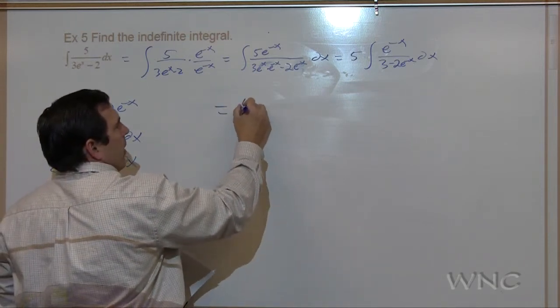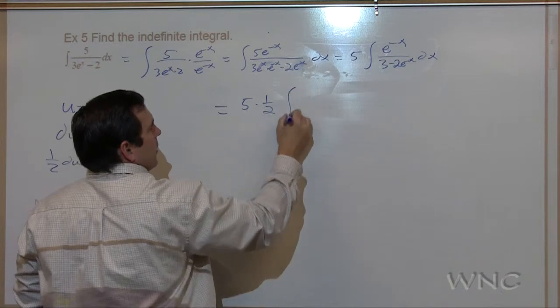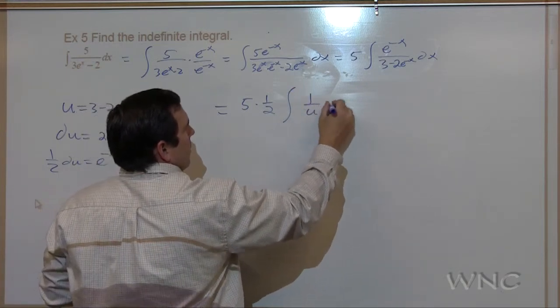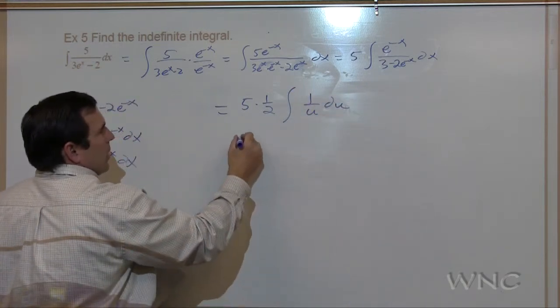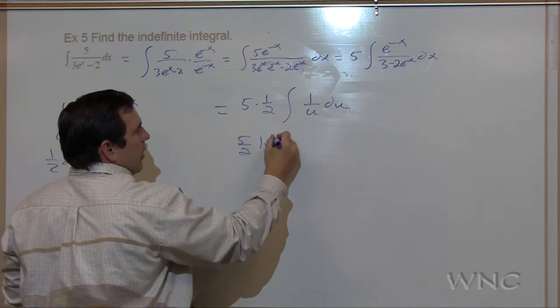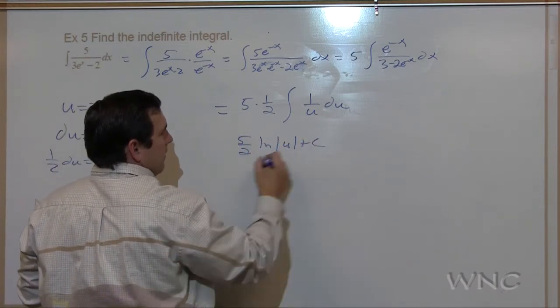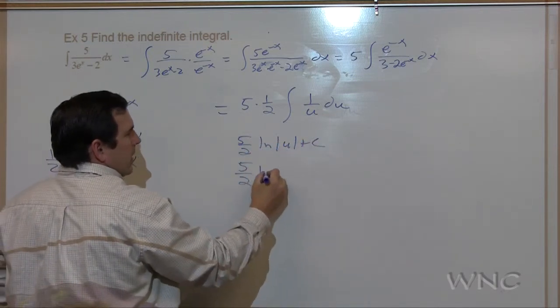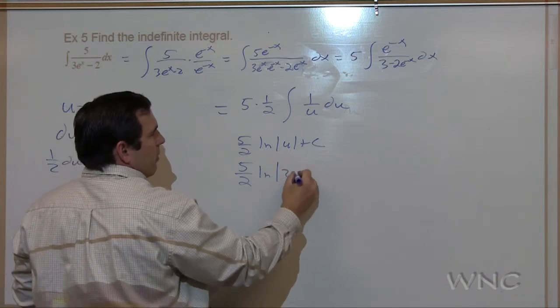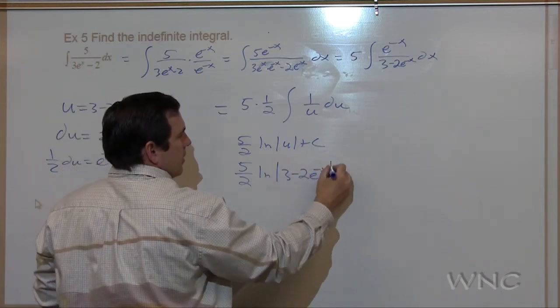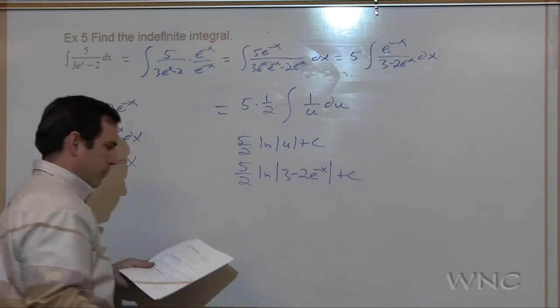So we'd have 5 times the 1/2 integral 1 over u du. That's 5/2 times the natural log of the absolute value of u plus c. Or 5/2 times the natural log of the absolute value of 3 minus 2e to the negative x plus c.